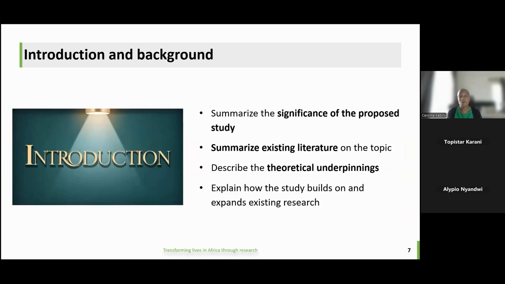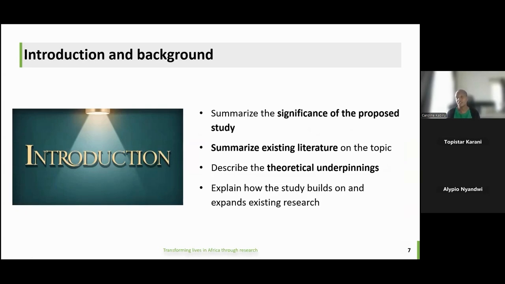So in terms of the introduction, what one is hoping to do in this section, the introduction and background, is to summarize the significance of the proposed study. So really, why is it important to undertake this study? What does it add to the existing literature? So in this section, you're also summarizing the existing literature on the topic.